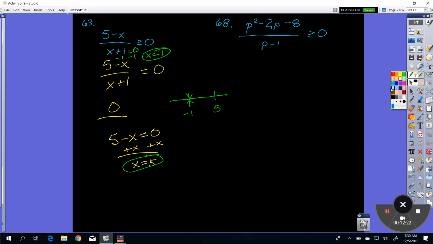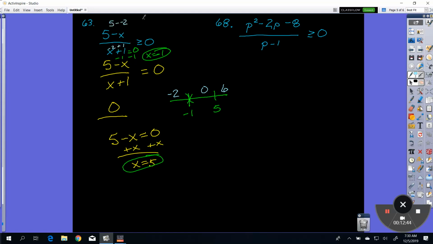So now we just plug in some test numbers. So less than -1 is -2. Between -1 and 5, let's use 0. And greater than 5 is 6. So I plug those in. 5 minus a -2 and -2 plus 1.